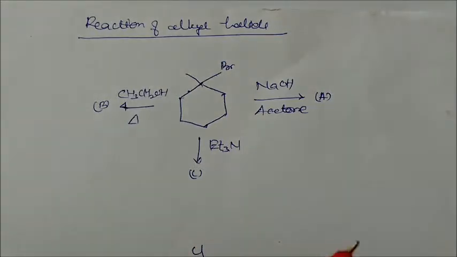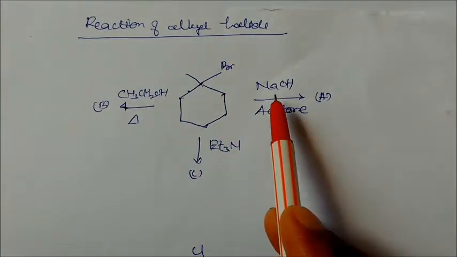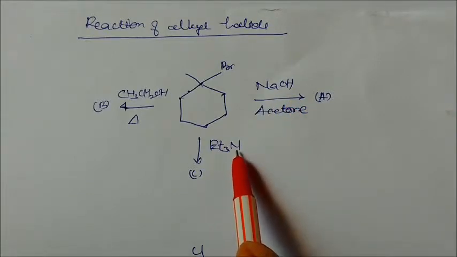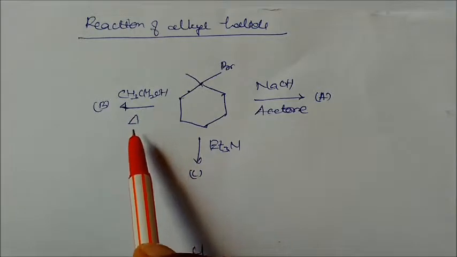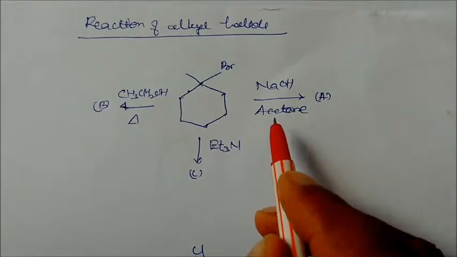Reactions of alkyl halide. So you can see this is the one alkyl halide, and we have reagents: sodium hydroxide in acetone, triethylamine, and ethanol with heating. So what product will we get? In case of A, this is your acetone.